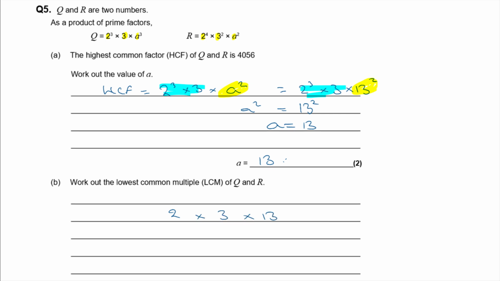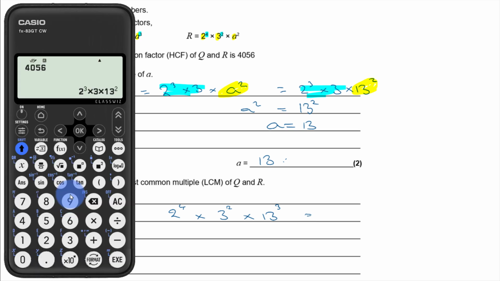And for the highest power, I've got a cube and a power 4 for the 2. So that's going to be 2 to the power 4. I've got a 3 and a 3 squared, so I'm going to pick the 3 squared there. And I've got a cubed and an A squared, which is my 13, so I'm going to pick the cube. Okay, so I'm going to get 13 cubed. So it's going to be 2 to the power 4 times 3 squared times 13 cubed.